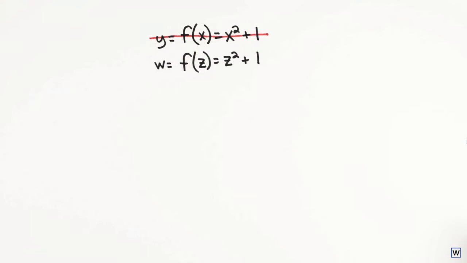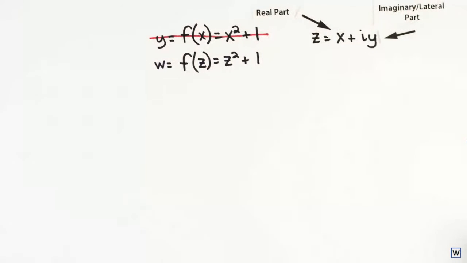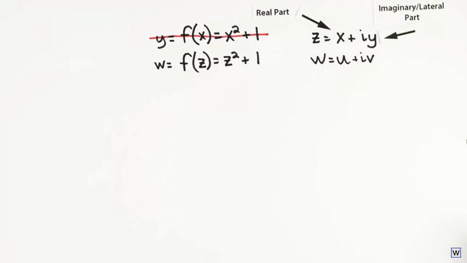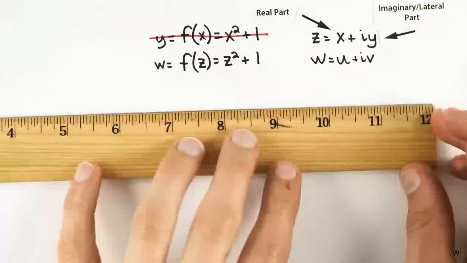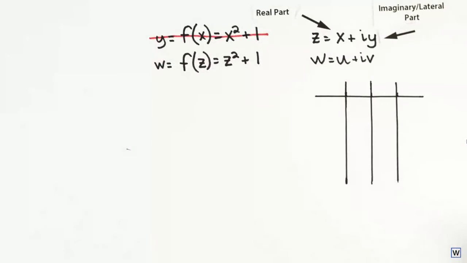Since z and w each have a real and imaginary part, let's go one step further and give these parts names. We'll let z equal x plus iy, so x represents the real part of z and y represents the imaginary part. We'll also let w equal u plus iv. Just as we can use tables to keep track of our inputs and outputs for real valued functions, we can also use tables to keep track of our inputs and outputs for complex functions. However, we now need 4 columns to keep track of our 4 variables, x, y, u, and v.